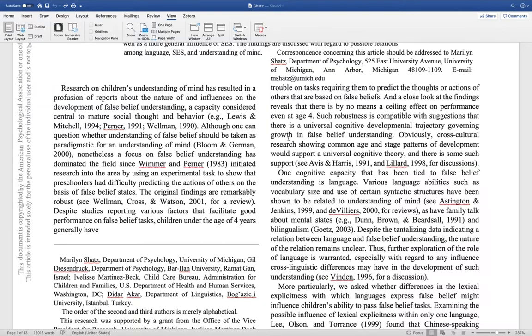Despite the tantalizing data indicating a relation between language and false belief understanding, the nature of the relations remains unclear. That's a scientific throwdown. We don't know why this happens. We need to figure it out. Thus, further exploration of the role of language is warranted, especially with regard to any influence cross-linguistic differences may have in the development of such understanding. So there they're saying we need to figure out why it exists, right? We need to do that scientifically.